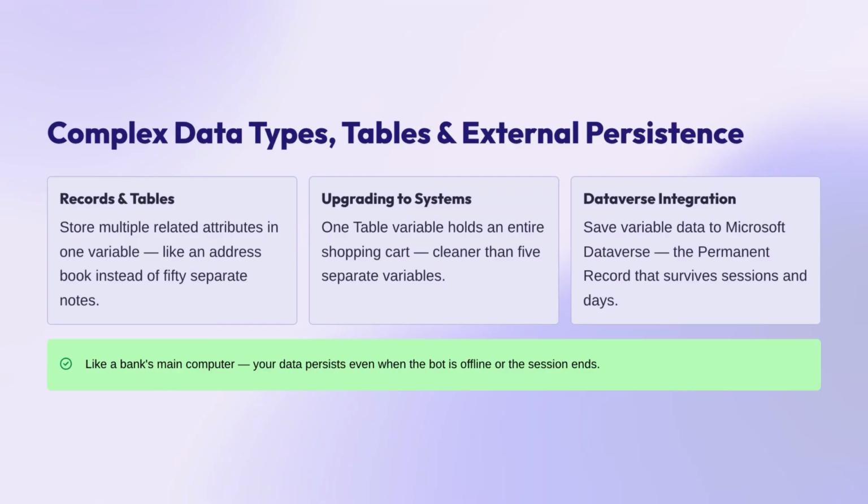The formal definition describes external persistence as the process of saving variable data to an external database like Microsoft Dataverse to ensure that the information survives across different sessions or even different days. To put it very simply, it is the permanent record. Sticky notes can fall off and filing cabinets can be emptied, but writing something in the company ledger means it stays forever. When your bot saves a user's service request into the Dataverse, it's not just in the bot's head anymore. It's a permanent part of the business.